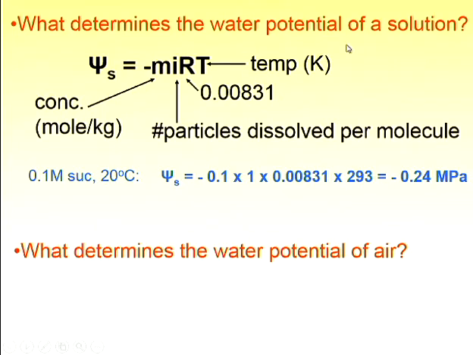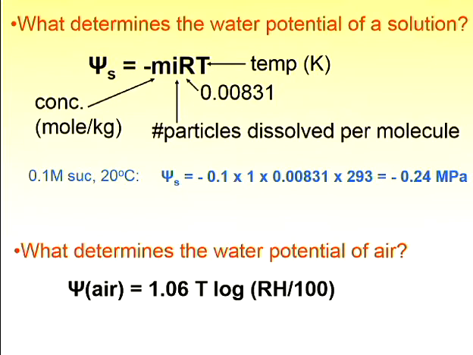Air can also actually have a water potential. Soil can have it, water can have it, and air can have a water potential. And that also has a formula. It's this one. The water potential of air is 1.06 times, here we have that absolute temperature again, times the log of the relative humidity. So relative humidity of 50%, for instance, then RH would be 50 there. And here in Colorado, we may have only as little as 10% relative humidity. Then where it says RH here, you would put 10.